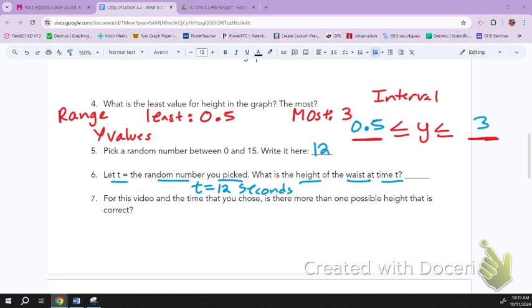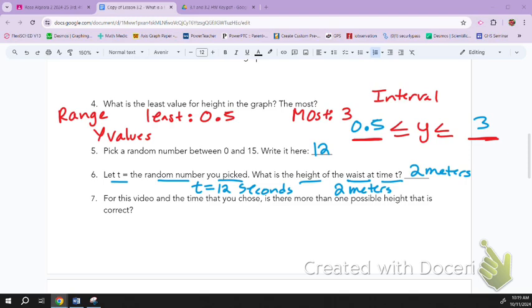Where should I look? What's my height going to be? Where should I look to get the most accurate information? Graph? Table. From my table, I can see that his height is 2 meters. Okay?